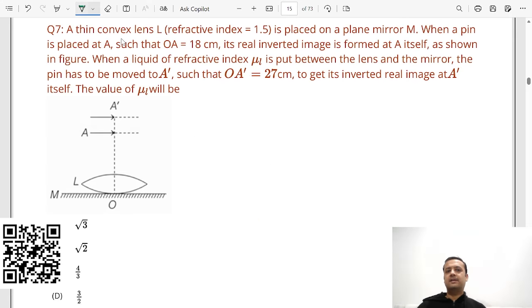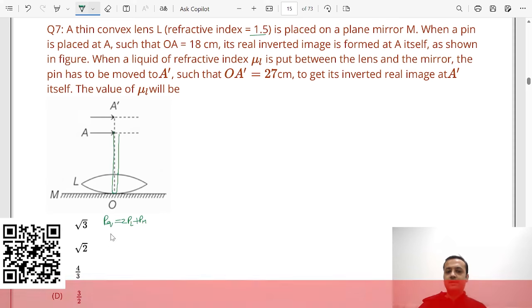So here we have a convex lens of refractive index 1.5 placed on a plane mirror. Now, if the object is kept at a distance of 18 centimeter from the combination, then a real and inverted image is formed on itself. Now, this combination will behave like an equivalent mirror, and the power in this case we can write as P equivalent equals twice the power of lens plus power of mirror. Basically the ray will come like this, cross the convex lens, then hit the plane mirror, and then again cross the convex lens and go back.